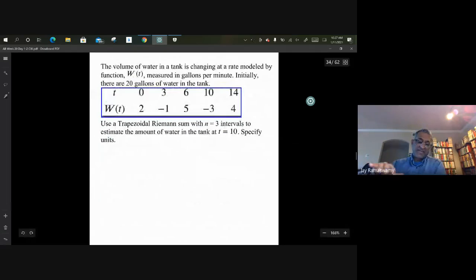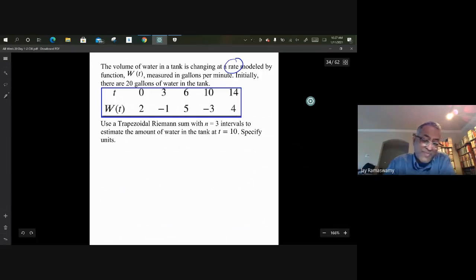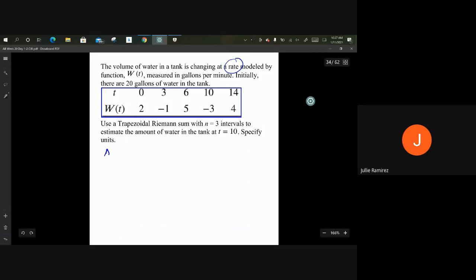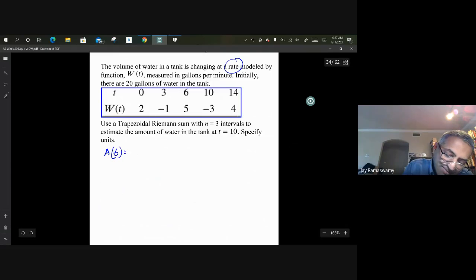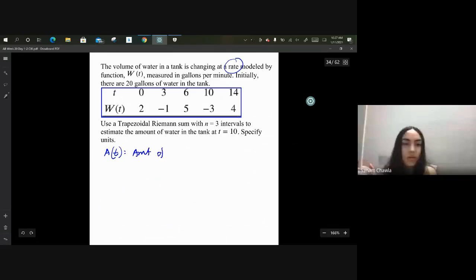Okay, last question of the day. You don't need to copy anything down. Just read it with me. The volume of water in a tank is changing at a rate. So smart kids, what do we always do for rate problems immediately? A of t. He got the hang of it. Let A of t be the amount of water at time t.